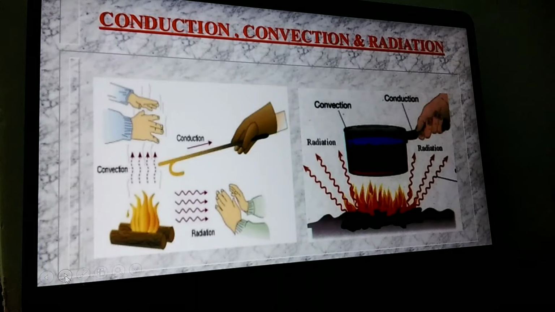Now this slide shows all the three modes of transfer of heat in these pictures. See the heat by convection, conduction and radiation. In the second picture also, radiation is sideways and conduction is towards the handle and convection is in the can.